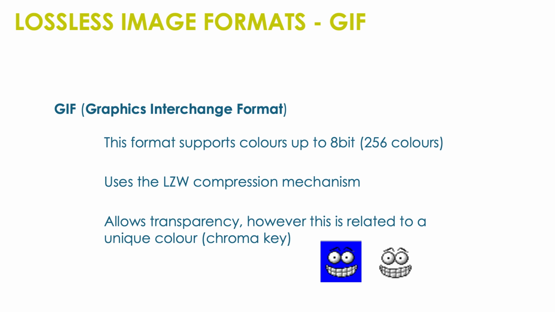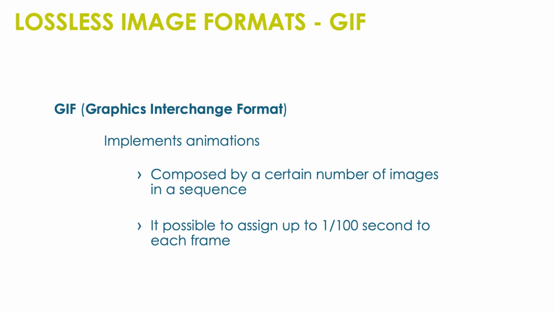Transparency is also enabled, but not via the alpha channel, but via the chroma key. The chroma key is a method to assign a color that will be interpreted as transparent by the decoder. So in this case, only one color can be considered for the transparency, and only one level of transparency is considered. It can store sequences of images, assigning a time delay up to 1/100 seconds per frame. And this allows the GIF to be very good for animation as well.